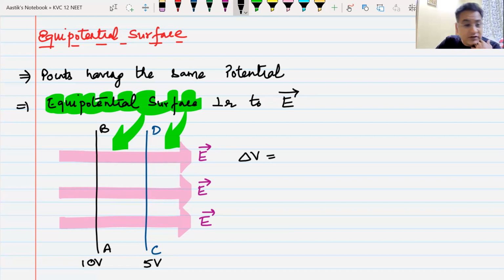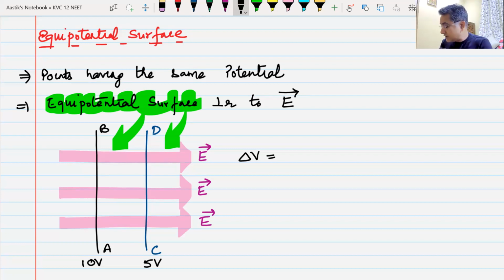One is at a potential of 10 volt. The other one is at a potential of 5 volt. I'm asking you a very simple question. What is the potential difference between AB and CD? And I'm having an answer. Yes, what is the answer?